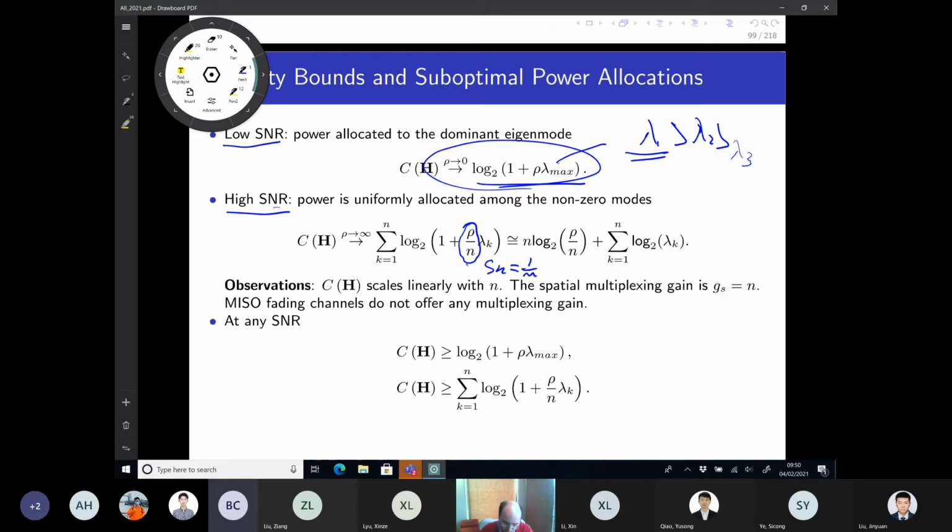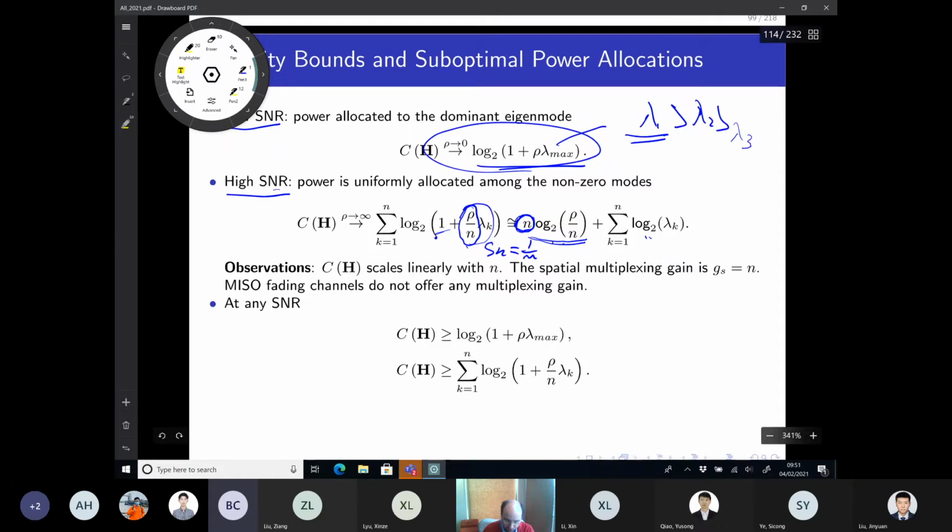Now, if you have very large SNR, this term here is dominant compared to 1, so you can eliminate 1. And you will end up with two terms. You can break the log into log of rho over n and the log of lambda k. And so what you see here is indeed you're going to have n eigenmodes. And so your pre-log factor of the rate will be n at the highest SNR. In other words, your multiplexing gain will be equal to n. You will be able to transmit n interference-free streams in these systems.